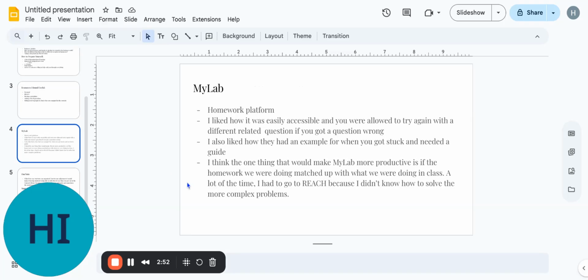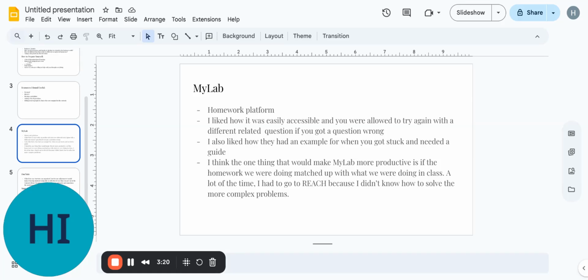Okay, MyLab. This is our homework platform that we did our homework on. I personally liked how it was easily accessible and you were allowed to try again with a different related question if you got a question wrong. So basically, if you try hard enough, you can get 100 because you're allowed to try again. And then I also liked how you were able to look at an example of that question if you got stuck and needed a guide.